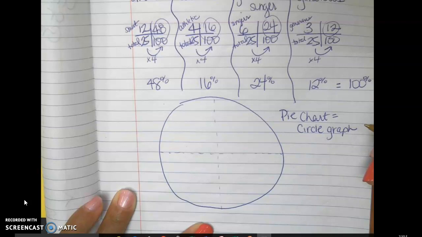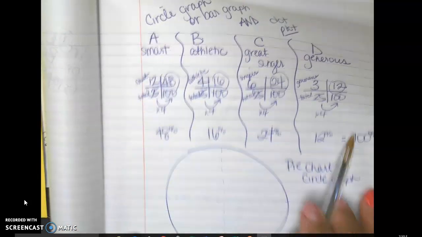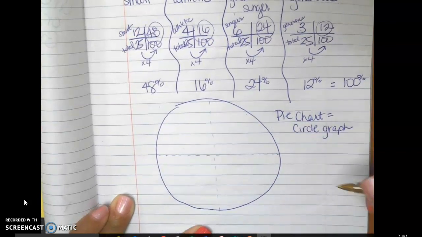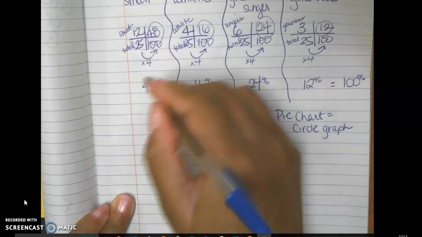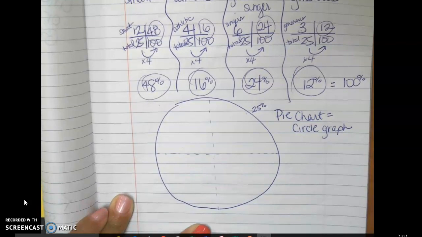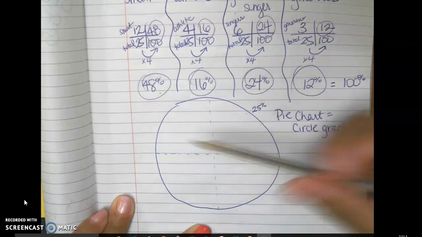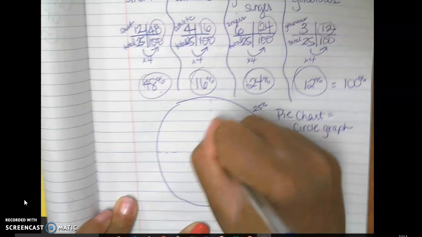And a fourth is a fraction. Okay, and I want to know it as a percent. So what is this as a percent? 25%. This is 25% each. But what are the percentages that I need to put in my graph? 48, 16, 24, and 12. What is 48 close to? 50. So this is the middle of my circle.